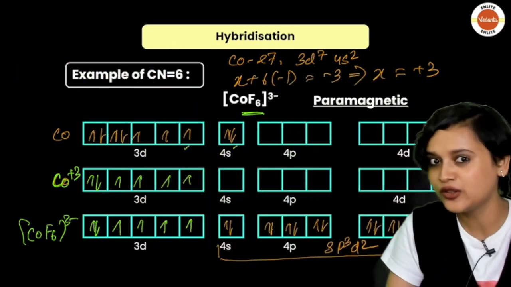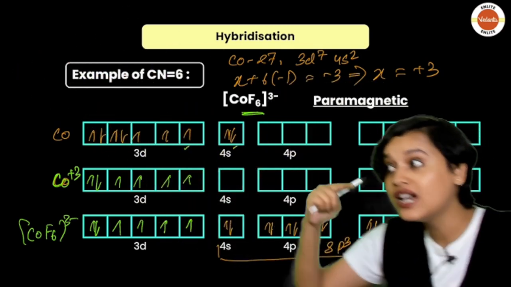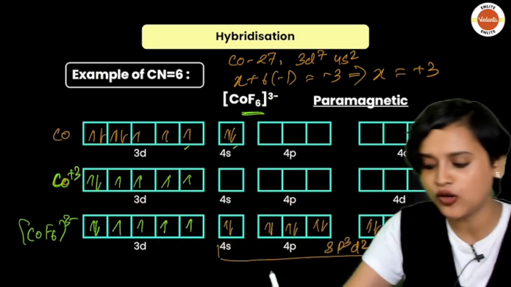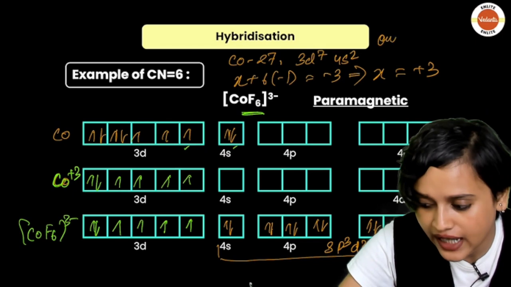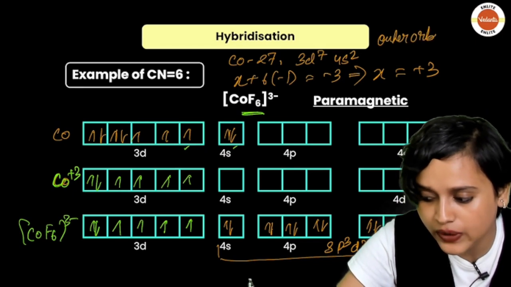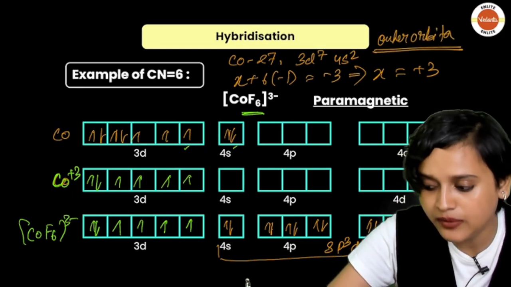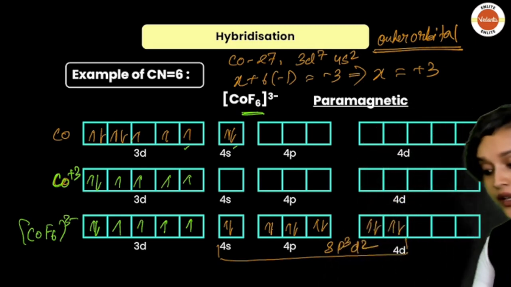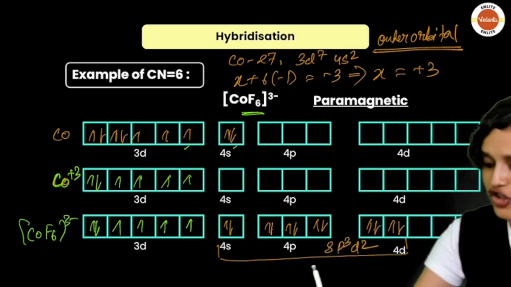And this time, do you see that fluorine is utilizing the outer orbital? It is not utilizing 3d. It is utilizing 4d orbitals, that is on the outside. So what am I going to call it? Can I call it an outer orbital complex? This will be my outer orbital complex. Yes, absolutely.